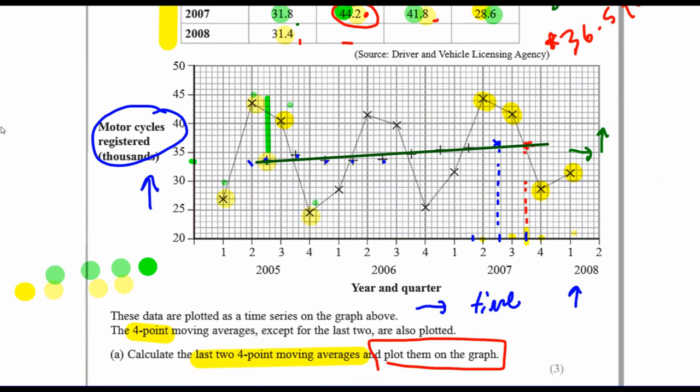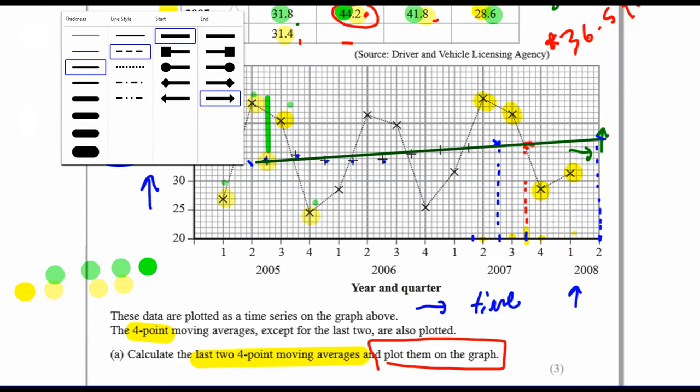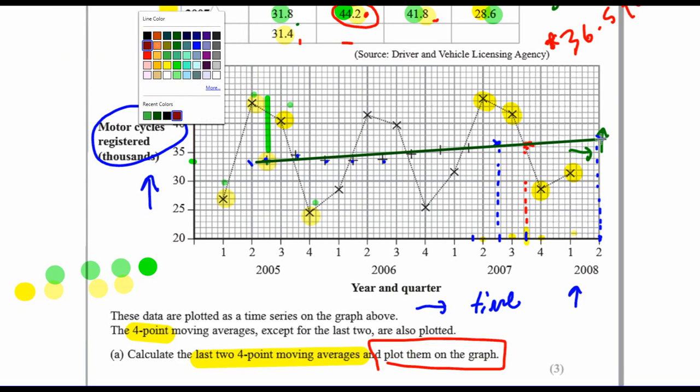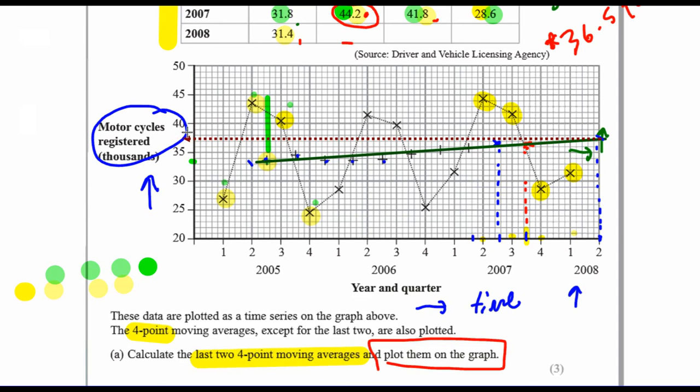Okay, so if we go to quarter 2 for this year, 2008, and we go up, we're going to have to extend our trend line. So you just get your ruler and carry the line on. Okay, and let's just see where we expect it to be. I'm just going to cheat with a dotted line here quickly. Okay, so this value you could read across your ruler is about 37. Okay, we'll call it 37. So we would have expected it, if it was on this trend line, to be 37.